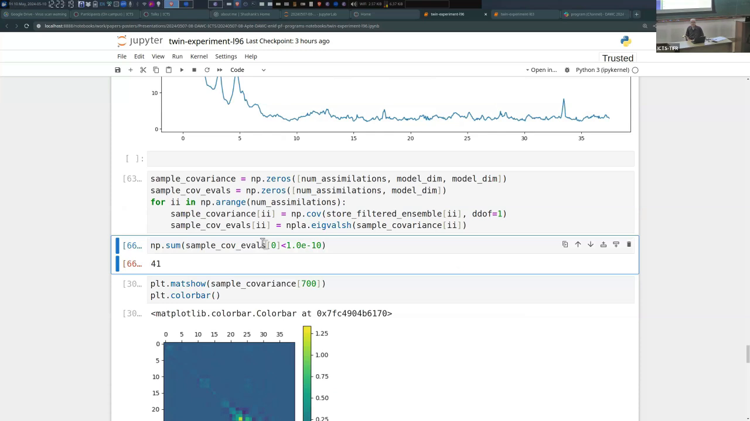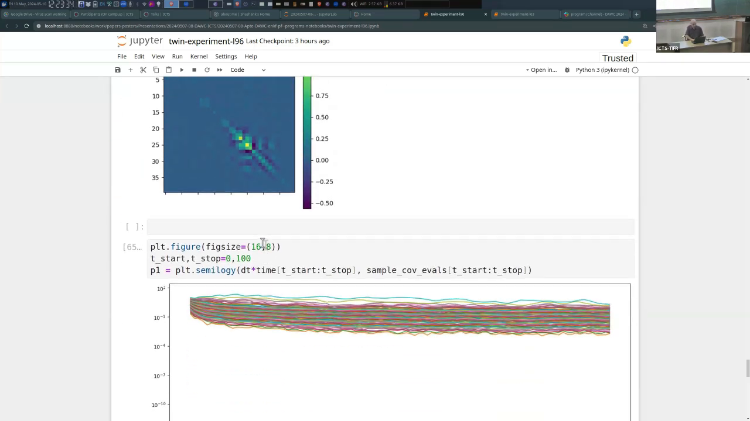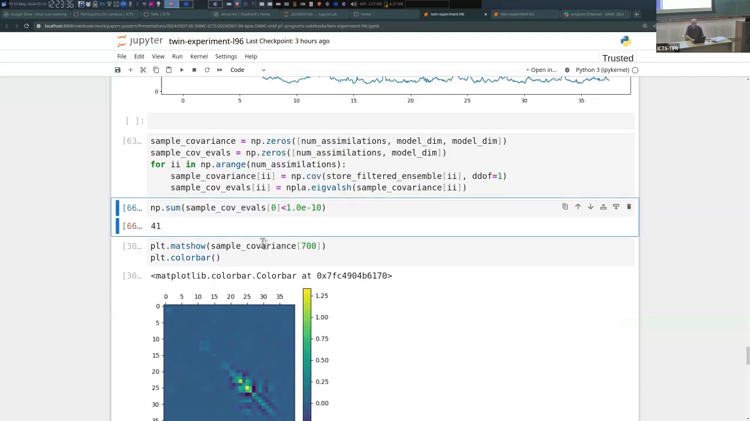41. I just counted how many eigenvalues are less than 10 to the minus 10, and that's 41, right? So, okay, fine. The program works very well. There you go.